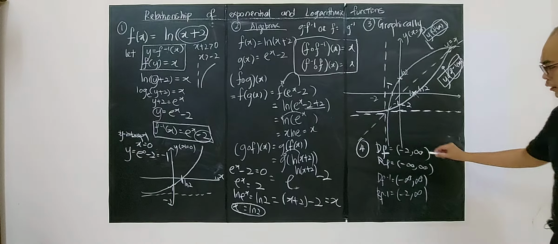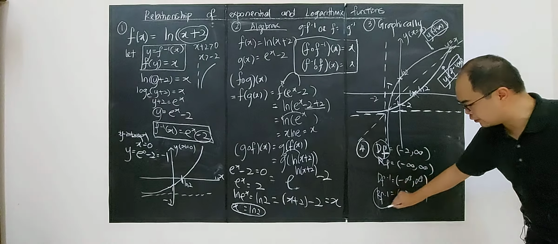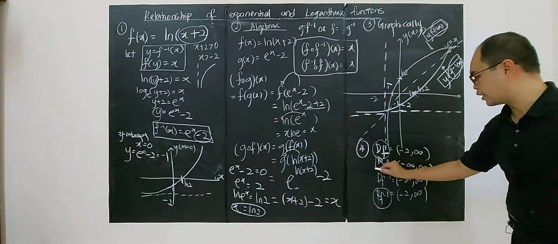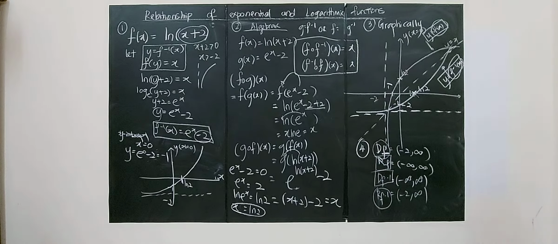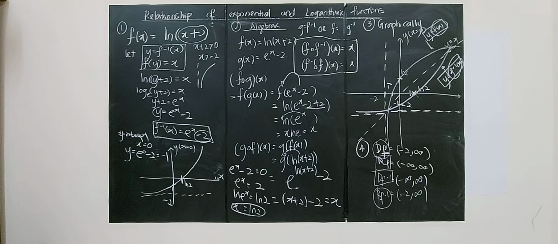Very simple. The domain of f will be the range of f inverse, and the range of f will be the domain of f inverse. So these are the details of the relationship of exponential and logarithmic functions. You can view the video again and again so that you understand what I am trying to deliver.